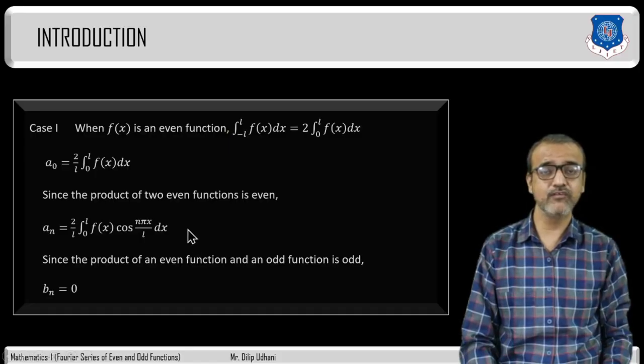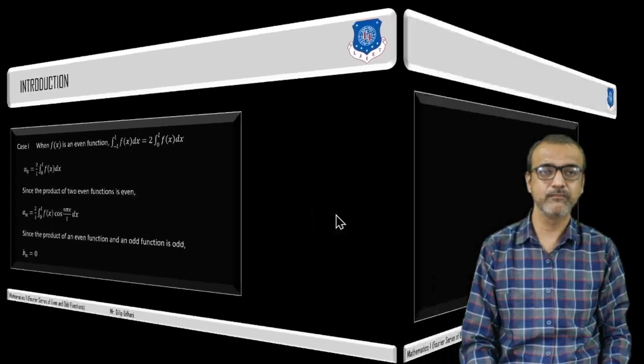Now if you have to find out the Fourier series of a function f of x which is an even function, then you have to find out only a0 and an, because bn will become 0. So this was case number 1.